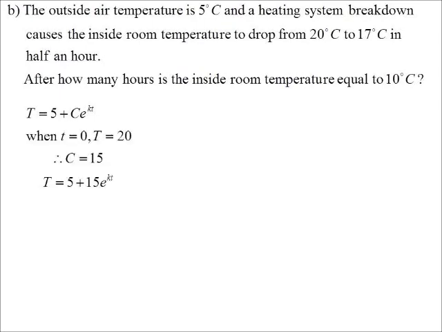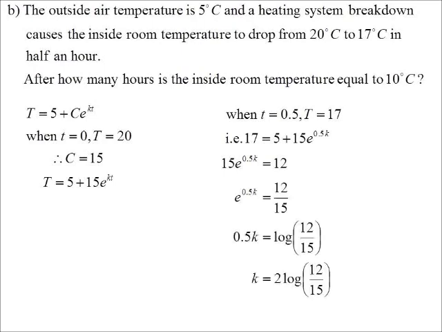When we work that out, C must be 15, because C plus 5 would be the initial temperature. So we now have T equals 5 plus 15e to the KT. We can now work out the decay constant by subbing in after half an hour, so 0.5 in this case, because we're dealing with hours. T is 17. Rearranging our equation, eventually we get k is 2 log 12 on 15.